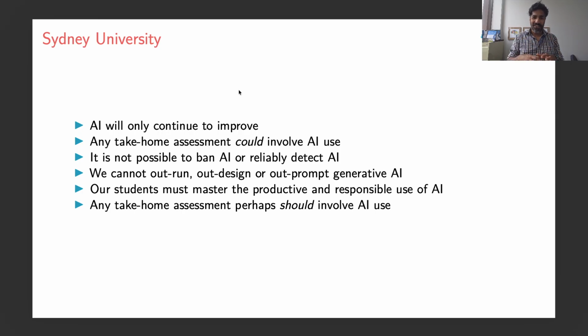What we see across the sector is that there are still attempts to outdesign, outrun, and outprompt generative AI. There are still ways in which people are trying to design assessment tasks that are AI proof. But what we've seen in the last few years, and as predicted by Sydney University when this position came out, is that AI changes in ways that are only getting better, and the assessment investment, the time investment in modifying those assessments to meet the current limitations of AI may not remain when AI continues to evolve and improve. So I think those are important considerations.